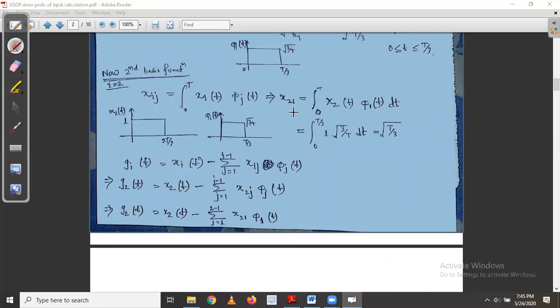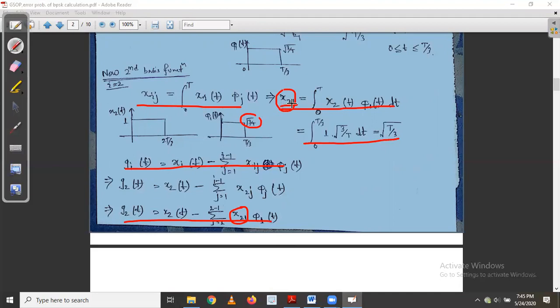We have to find out this one. That is this one. Why do you have to find out this one? From this expression, again, we have another expression. From this, if I am putting the value of i and j, we will get this expression. X21 is there, x21 is here, just put this value. Phi1t is there, phi1t value is this one, just put this value here.